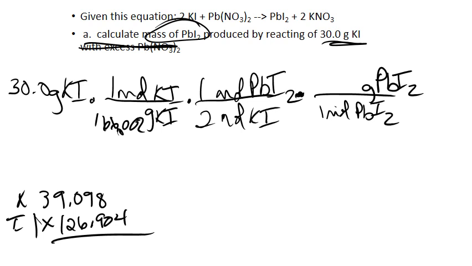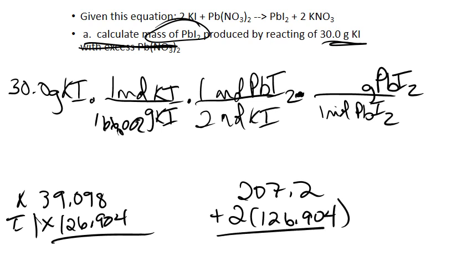Okay, 207.2 plus 2 times that I, which is 126.904. And then we're going to have to add those together. So I'm going to do that on my calculator.